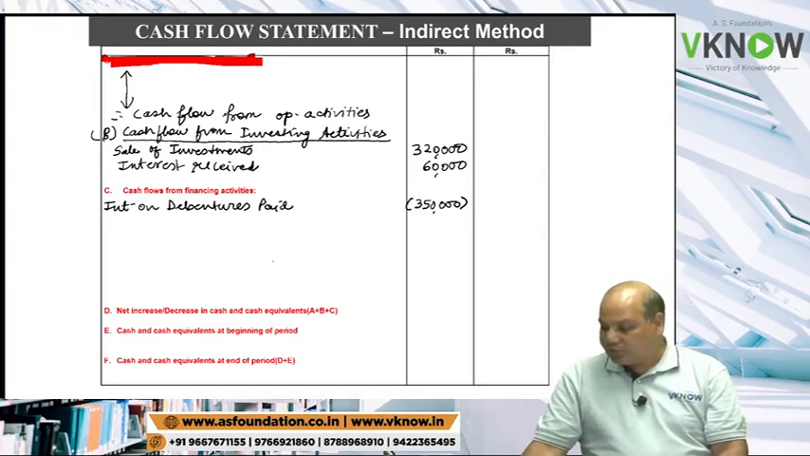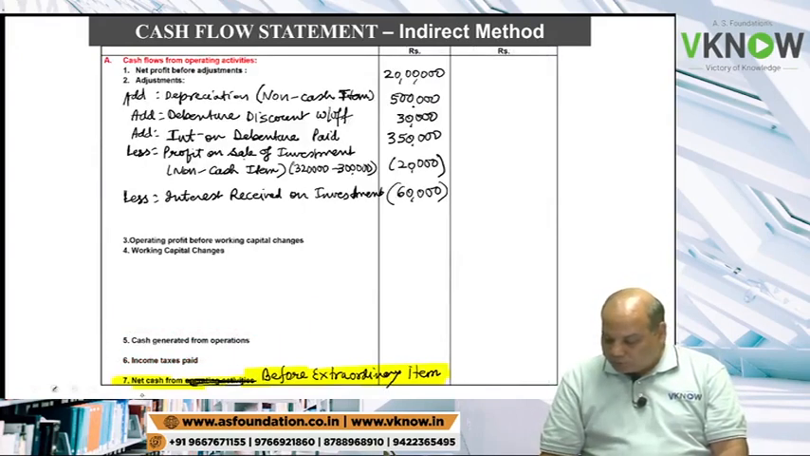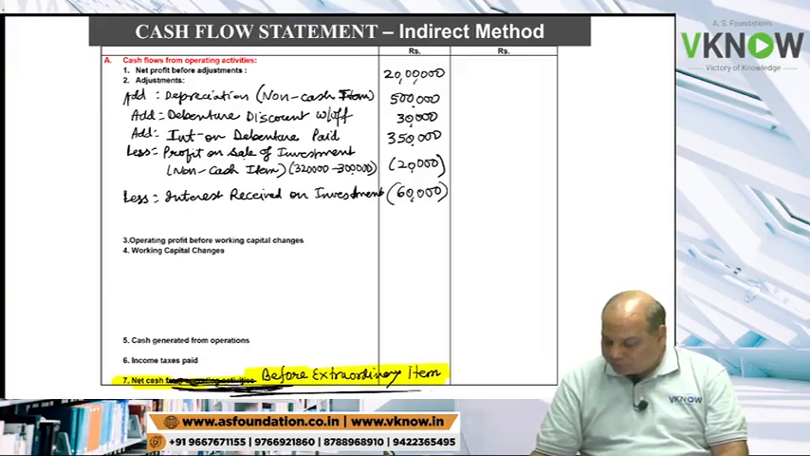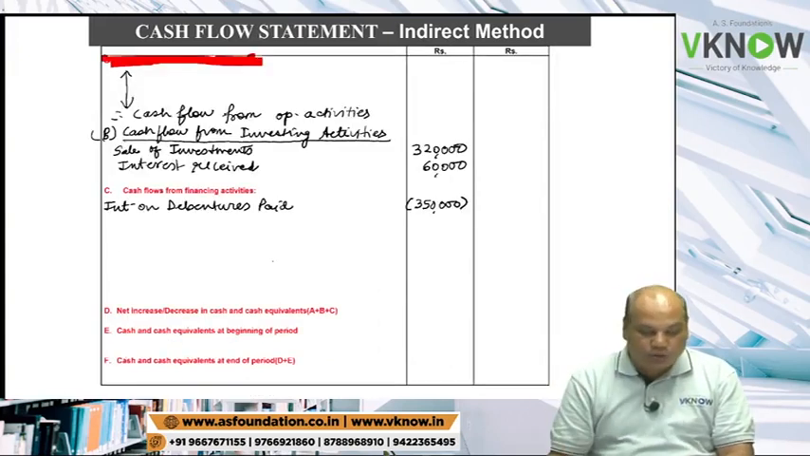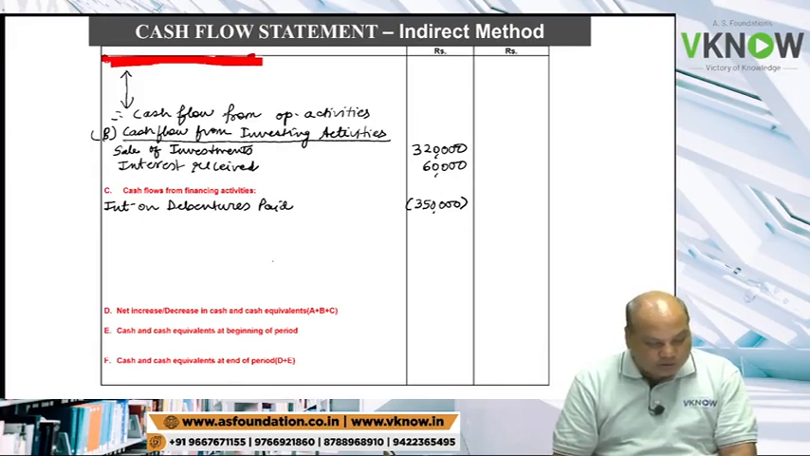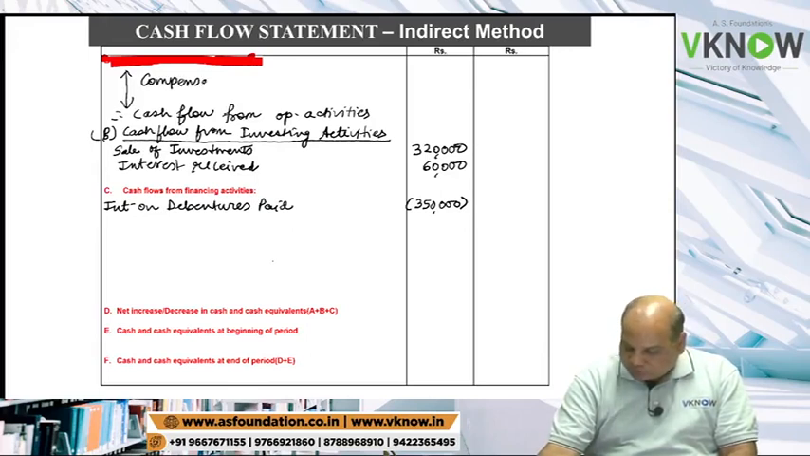Where will you write it? Below point number 7. Point number 7, you have written net cash flow before extraordinary item. Below this, I have asked you to keep two lines blank. There you write down compensation received.